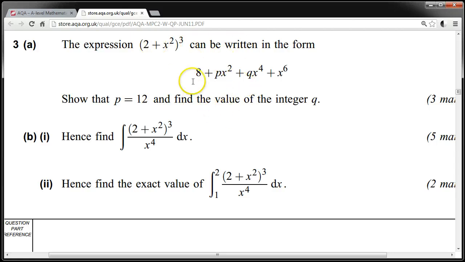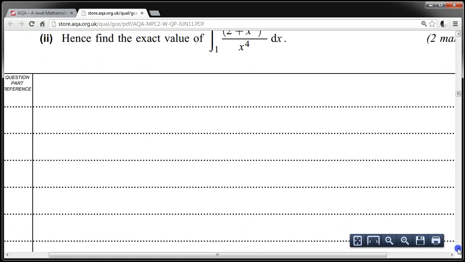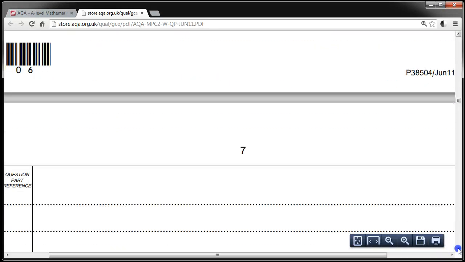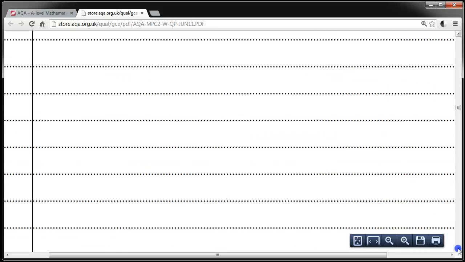This can be written in this form. It doesn't specify how this can be expanded, so we could use Pascal's triangle here because it's a low power, it's nice and simple, and read off P and Q. Then we can do the integration and also a definite integration here as well. So this is a nice question, very easy and straightforward again, no surprises there.